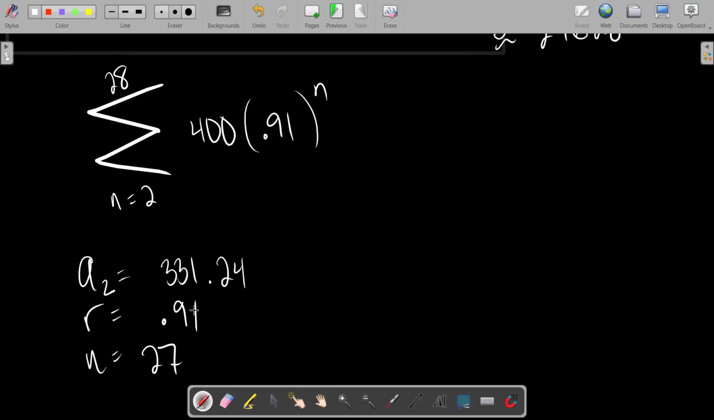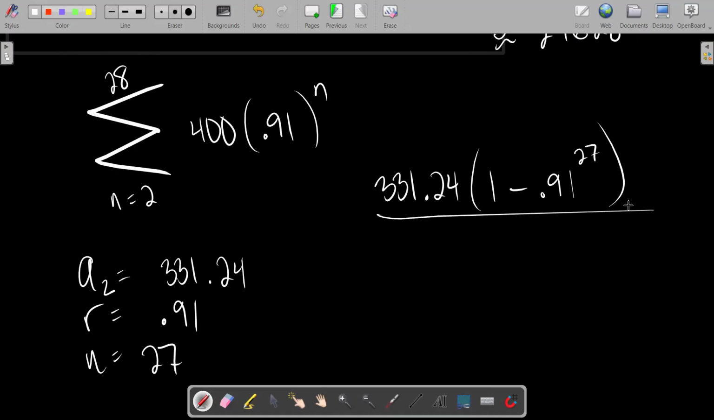And so what we're going to type into our calculators is a sub start, so in this case 331.24. And then we're going to multiply that by 1 minus r, 0.91, but the 0.91 is going to get exponentiated up to the 27th power. And then we're going to divide that all by 1 minus r. And what's 1 minus 0.91? 0.09. And I mean, that's it.